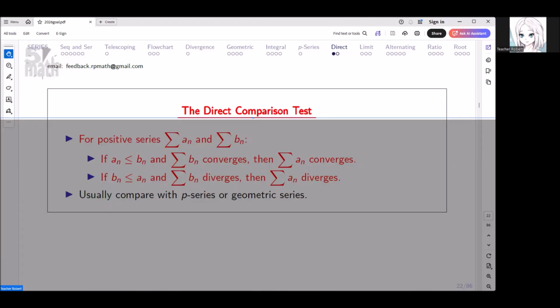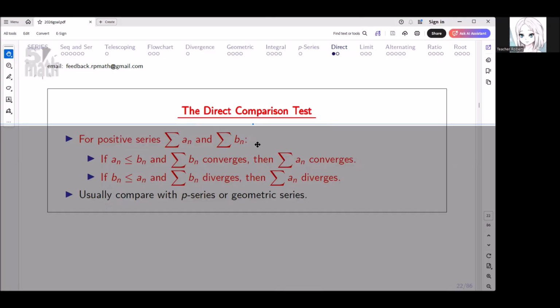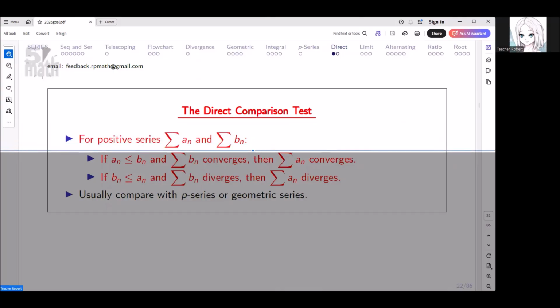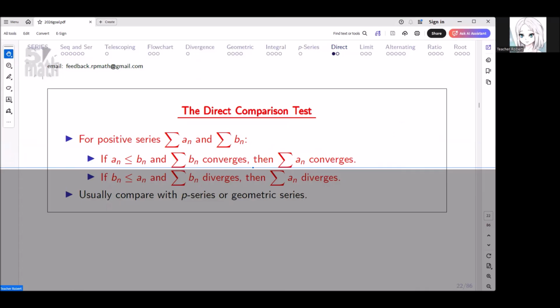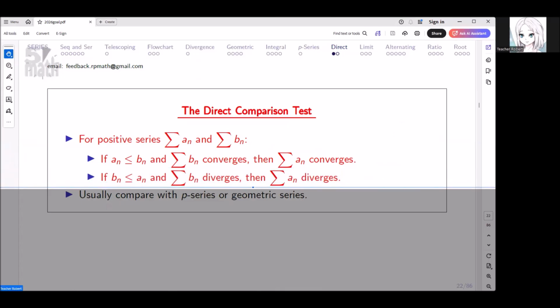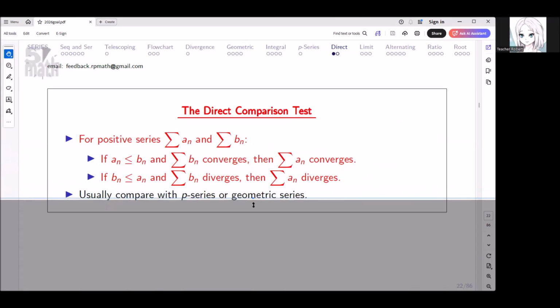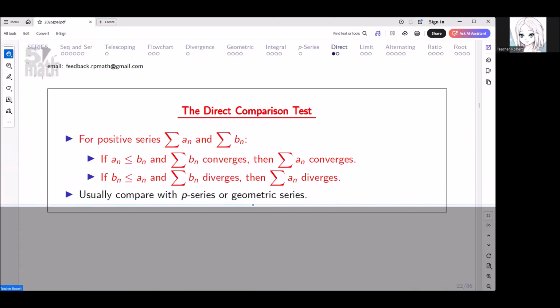The direct comparison test. For positive series an and bn, if an is less than or equal to bn and series bn converges, then an converges. If bn is less than or equal to an and series bn diverges, then series an diverges. Usually compare with p-series or geometric series.